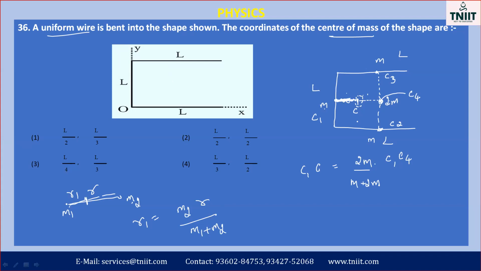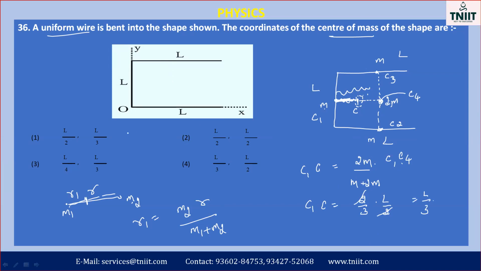C1C is equal to this mass 2m by m plus 2m, into this total distance C1C4. So C1C is equal to 2 by 3 into what is C1C4? C1C4 is half of the rod length, L by 2. So L by 3. So one center of mass will be L by 3.